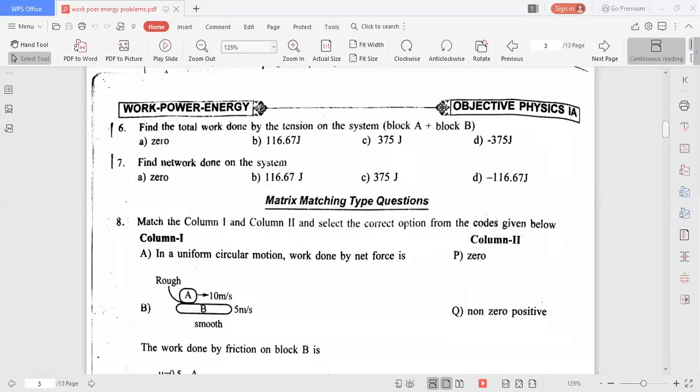Work done by gravity on this block, work done by gravity on this block, and work done by gravity on the pulley also we had as a concept. But the mass of the pulley is negligible, no? Yes, sir. That's why the gravitational force acting on it is 0. That's why no work is done on the pulley, even though it displaces upwards. Only on the two blocks, what is the work done by gravity?